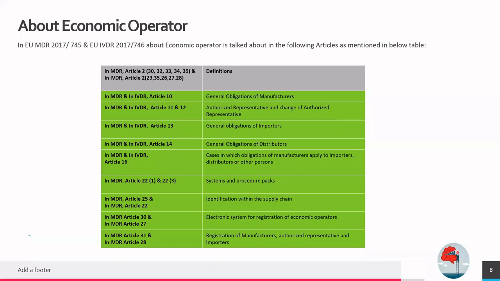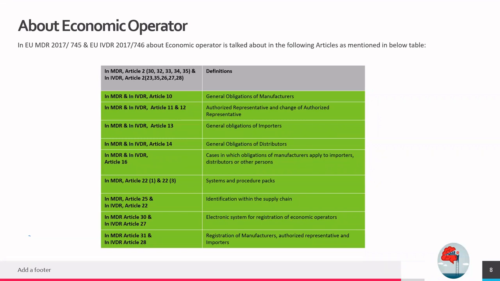Article 10 of MDR and IVDR talks about the general obligations of the manufacturer, that is, the roles and responsibilities of the manufacturer. Articles 11 and 12 are about the authorized representative, roles and responsibilities, and what if the authorized representative changes. Then 13 talks about the importer, 14 talks about distributors, roles and responsibilities, 15 is not there, and 16 talks about the cases in which the obligations of the manufacturers apply to importers, distributors, or other persons. So these are the main articles: 10, 11, 12, 13, 14, 16.